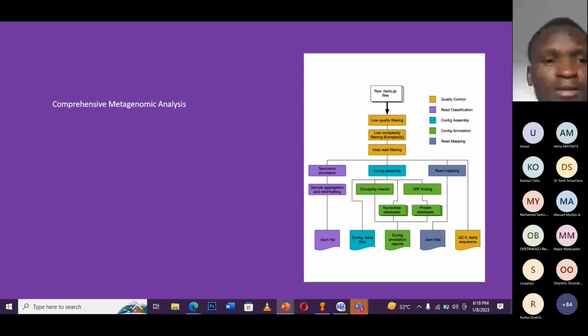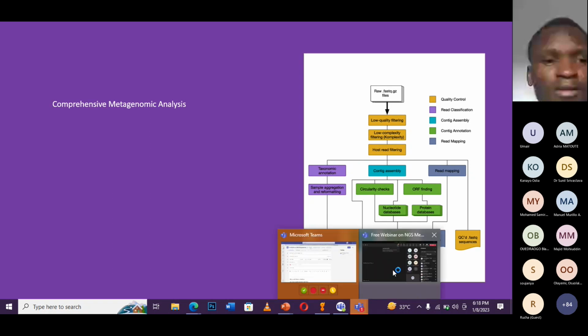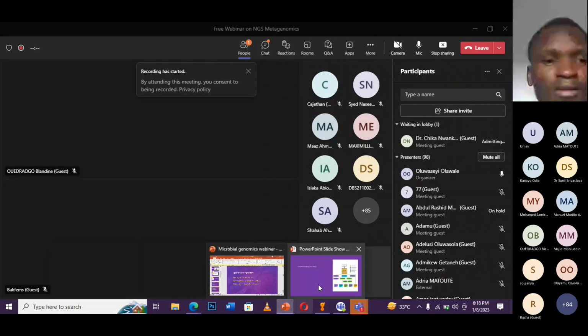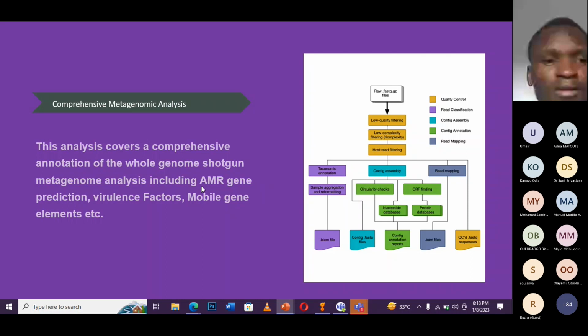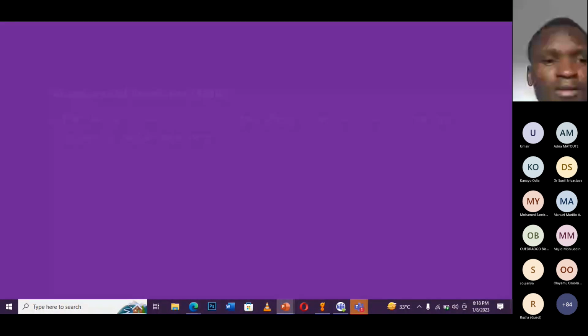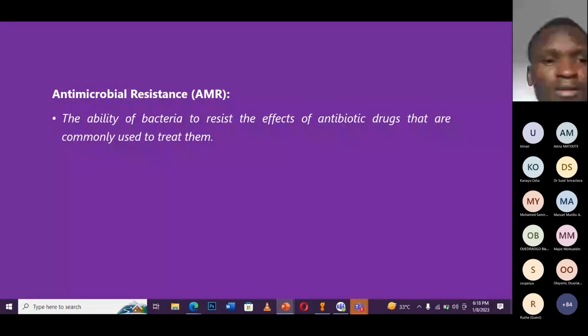Yeah, let's proceed. So we have the comprehensive metagenomics analysis, which I've already explained the other time, right? And we talked about antimicrobial resistance, which is the ability of bacteria to resist the effect of antibiotic drugs that are commonly used to treat them.